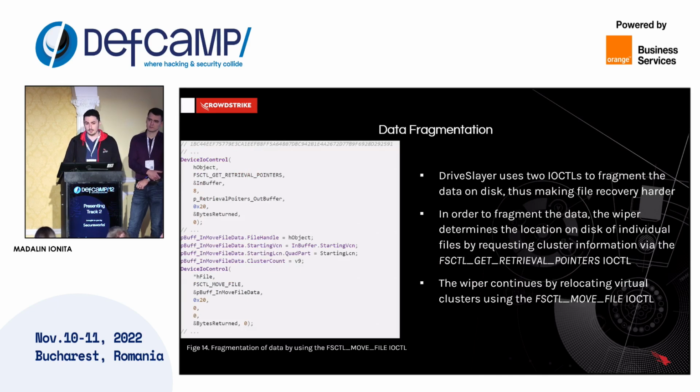When it comes to files, the drive layer uses FSCTL_GET_RETRIEVAL_POINTERS in order to get the virtual clusters that are allocated for a file, and FSCTL_MOVE_FILE in order to scramble the clusters. So this way it will make the data fragmented across the disk, and thus it will make recovery even harder.